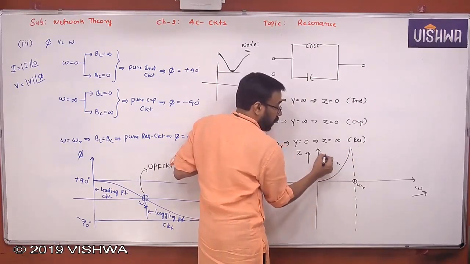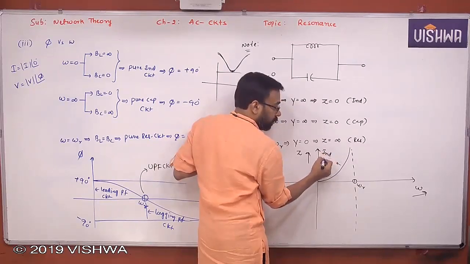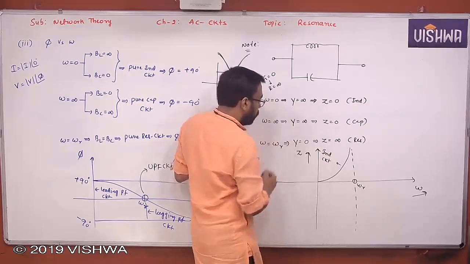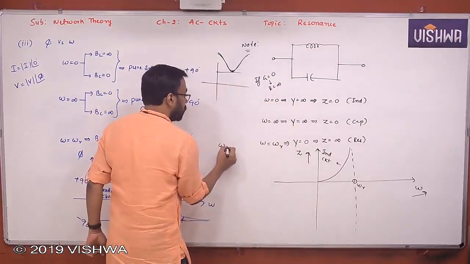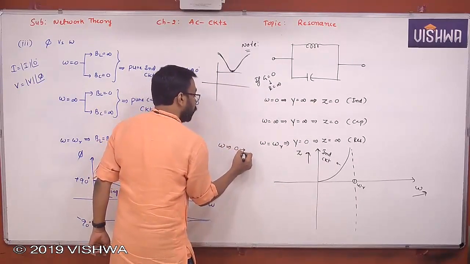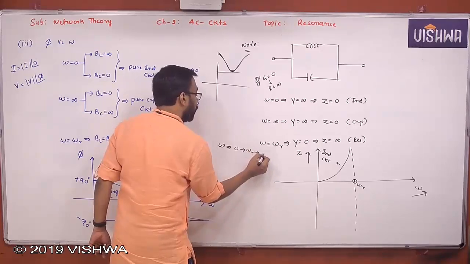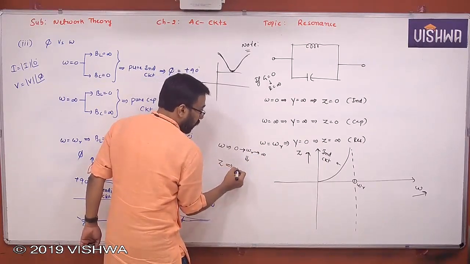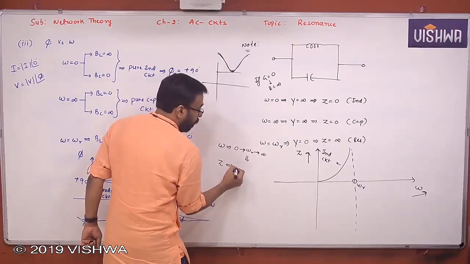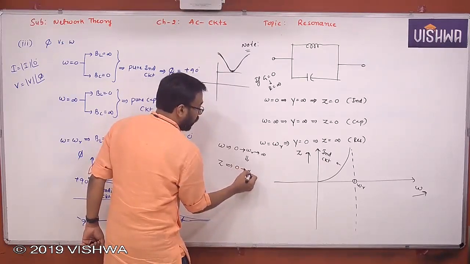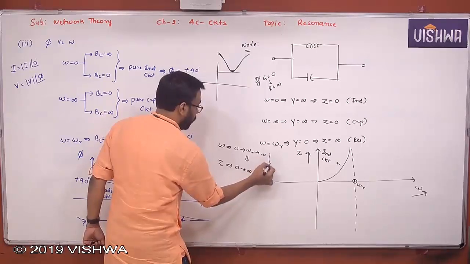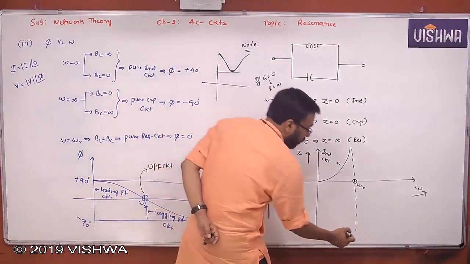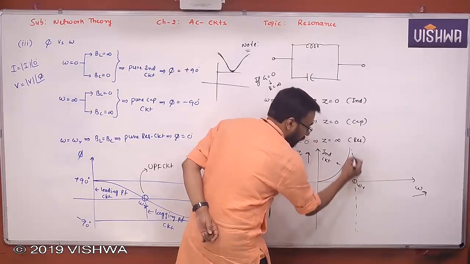This is now inductive. Okay? And it goes to what? See this? When omega goes from 0 to omega r to infinity, impedance goes from 0 to infinity to again 0. It's a very, very important observation. Clear? Okay. So it starts from here. Okay, infinity, it starts from infinity.